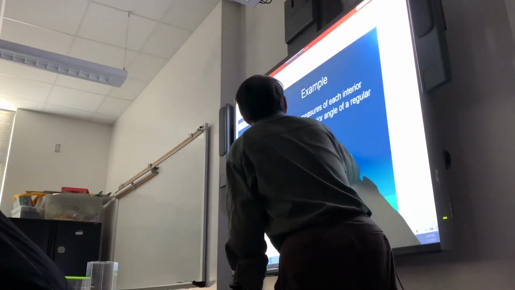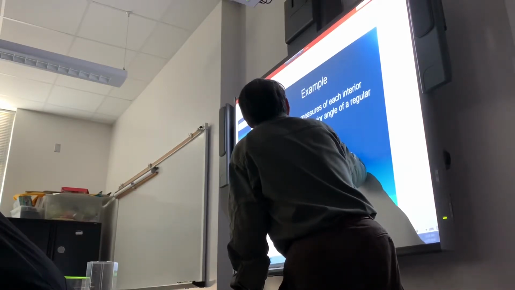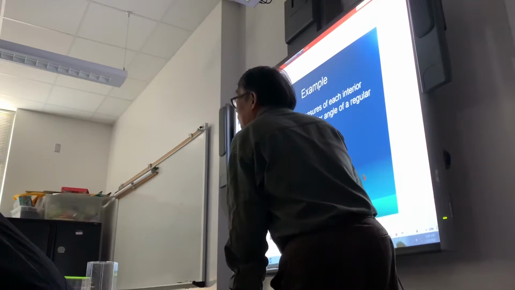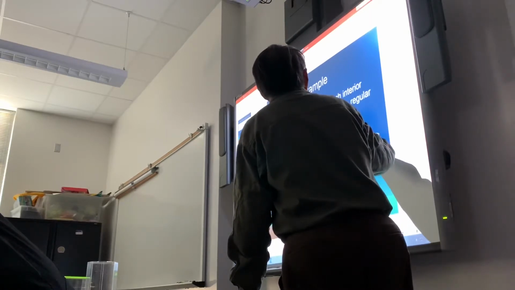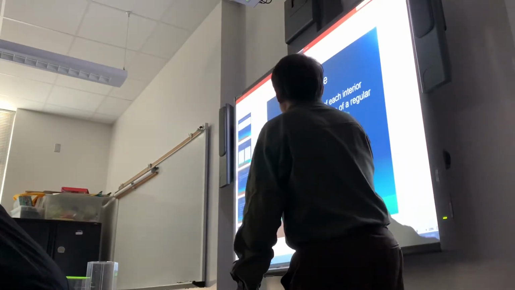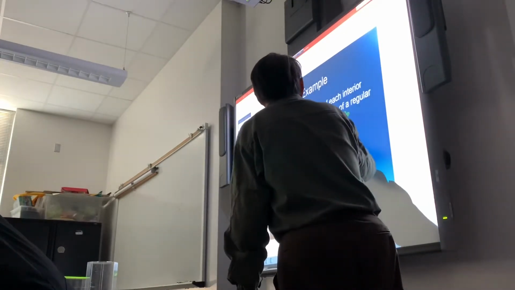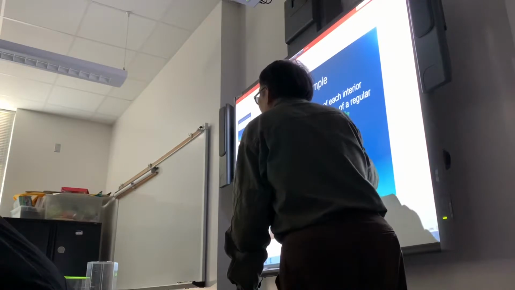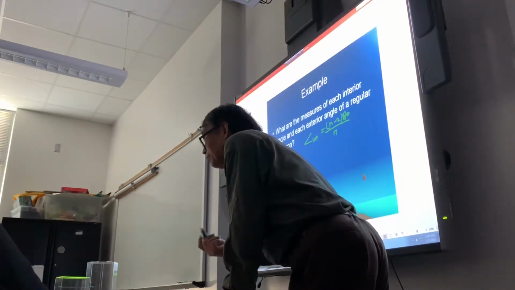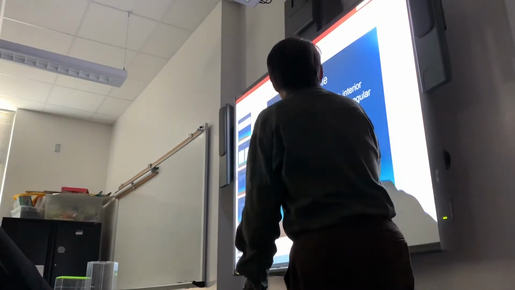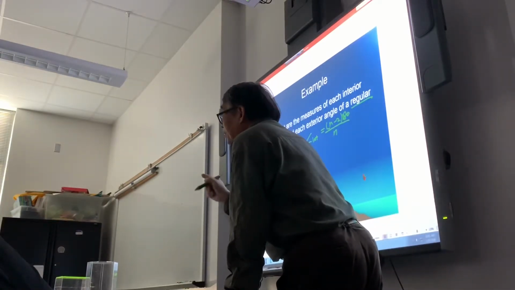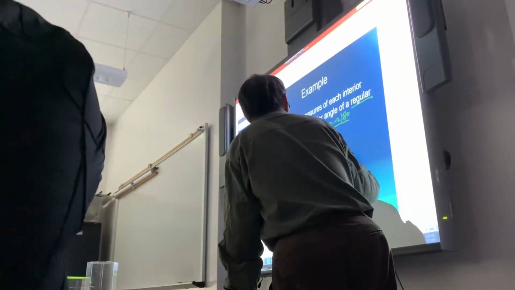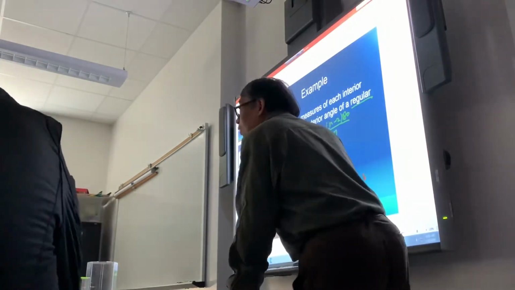You should be careful, okay? For instance, each interior angle equals the sum, n minus 2 times 180, divided by n. Do you understand, please? N minus 2 times 180 is the sum of interior angles. Because it is regular, every angle is congruent, so we divide by n. If not regular, you cannot divide by n. So each exterior angle is just 360 over n, as always.